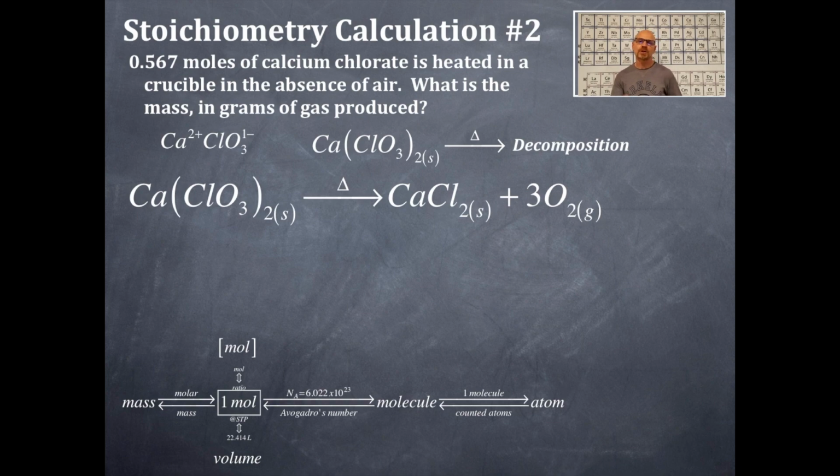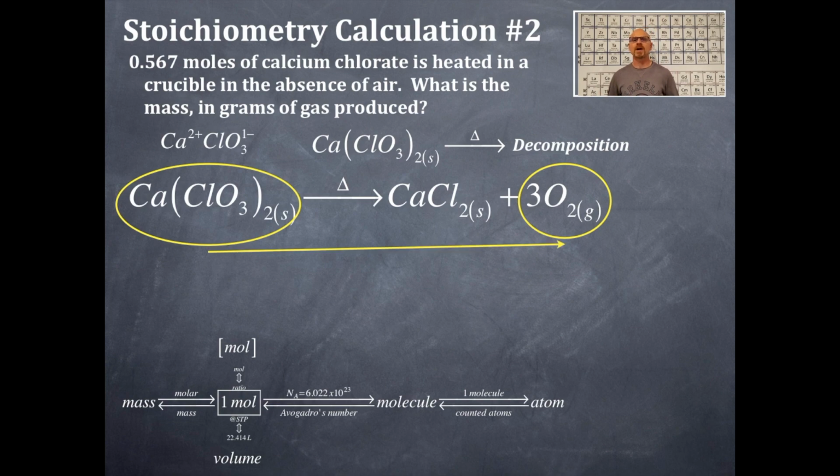Okay, here we go. We're looking at our flow chart right there on the bottom. Okay, and we are starting off with calcium chlorate of 0.567 moles of it, in fact. What do we want? It says, what is the mass in grams of gas produced? So we're going to go to the O2. So we're going to go from the calcium chlorate all the way to the oxygen. Okay? And if I look at my flow chart there at the bottom, I have moles, and I'm going to get a mole ratio, and then I'm going to go to mass.